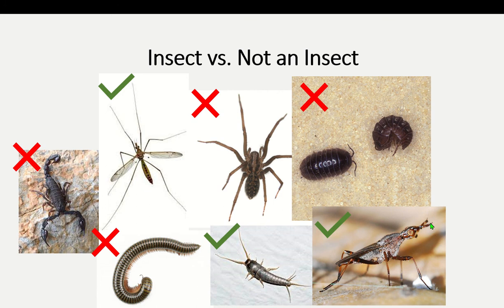And this here is an insect. We have 2 sets of antennae, 3 sets of legs, compound eyes, and some wings right there.